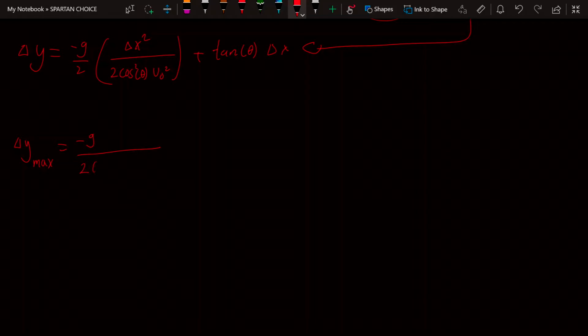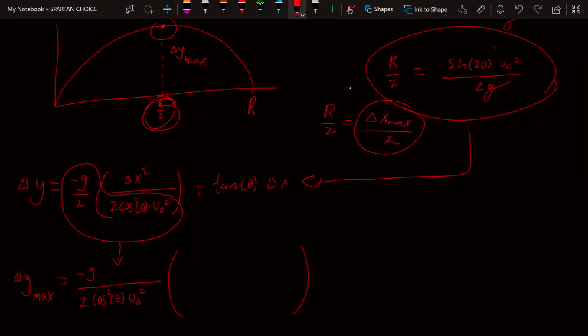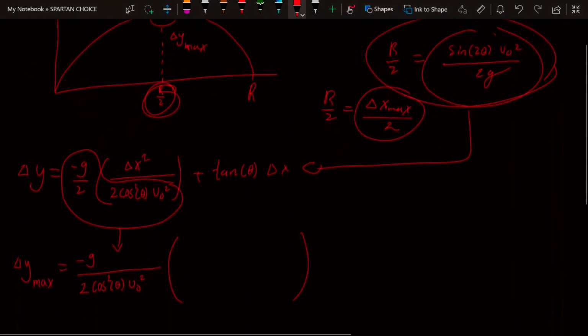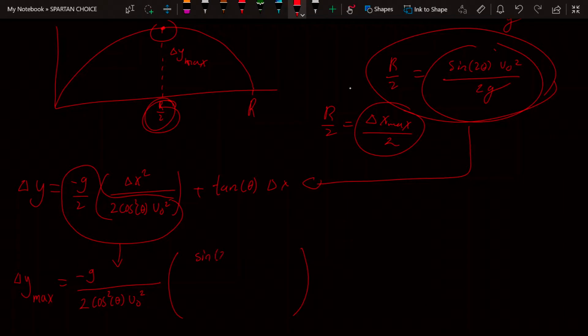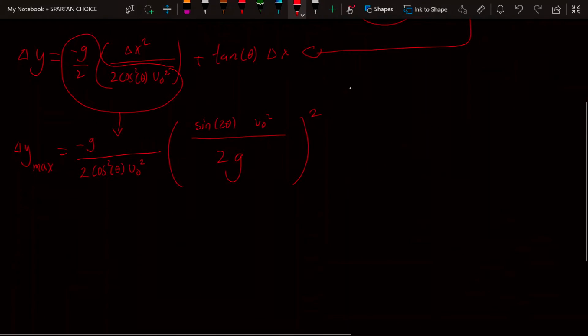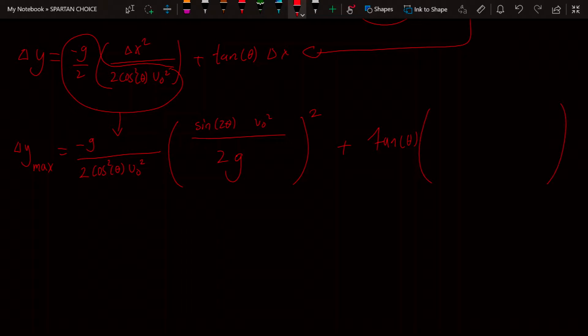We get 2 cosine squared theta v0 squared, right? All I did was take this and put it over here. Now we're left with delta x squared. Well, delta x squared is just this squared in our case. So let's just do it. We have sine 2 theta v0 squared over 2g all squared, right? Of course, plus tangent theta, and we just substitute the same thing: sine 2 theta v0 squared over 2g.